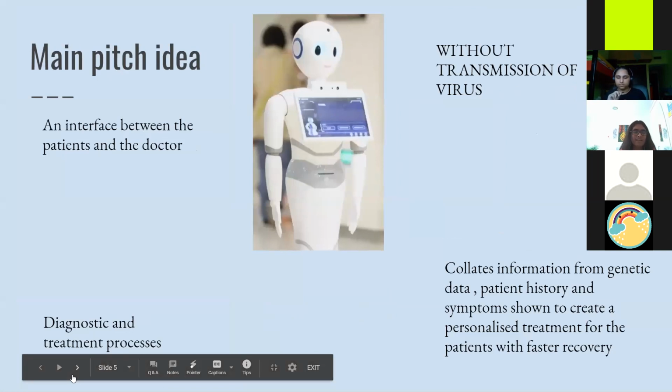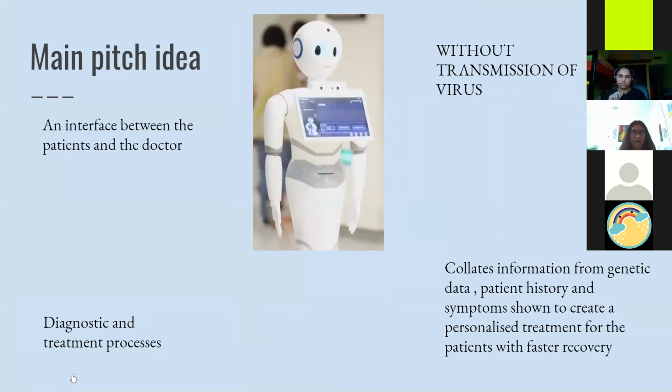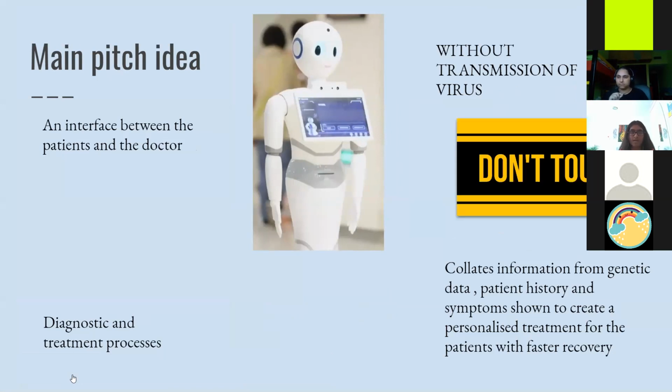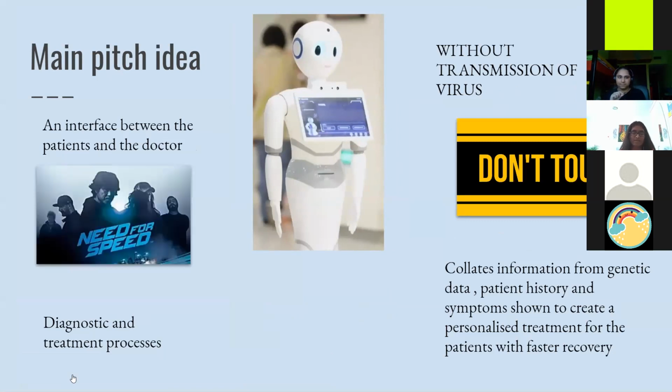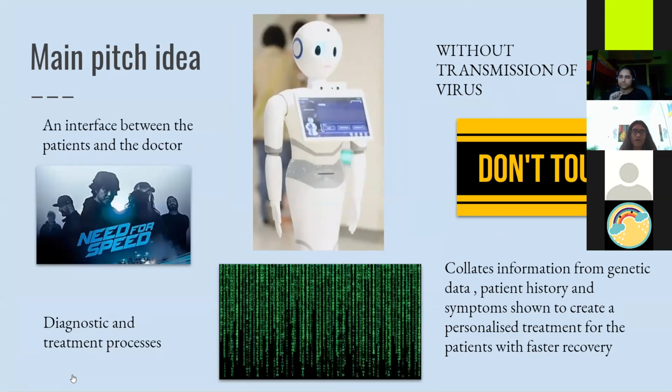The main idea we have come up with is a healthcare specialized robot which can act as an interface between a doctor and a patient and carry out basic diagnostic and treatment processes without the risk of transmission of virus. This robot's got it all: speed, efficiency, and accuracy. But there should be some kind of new tweak, right? Here it is. With the consent of the patients, these bots can go through the patient's past medical history in order to create a personalized treatment for faster recovery.